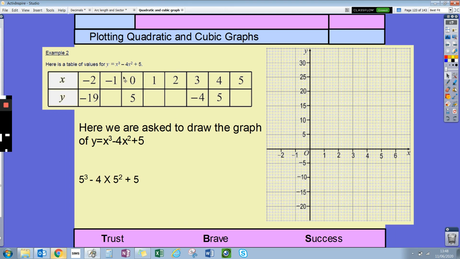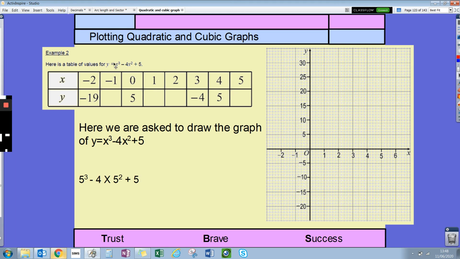Now we're going to plot the graph of y equals x cubed, take away 4x squared plus 5. This is still a cubic graph, even though there's a squared involved, because the highest power is cubed. So that means it's cubic. So again, we're going to start with the positives, so we feel more confident, and then we'll move through into the negatives.